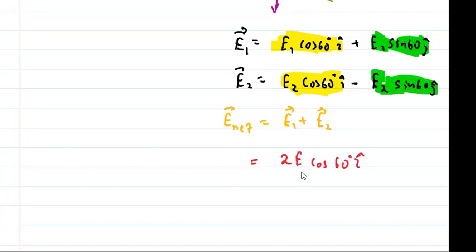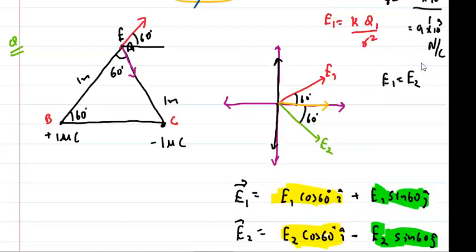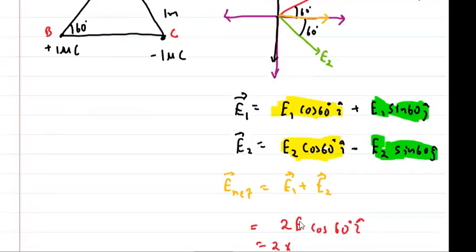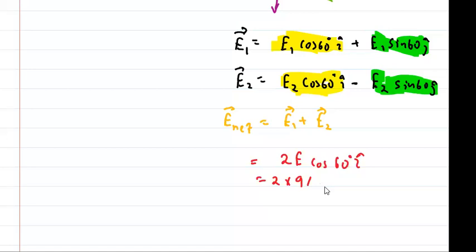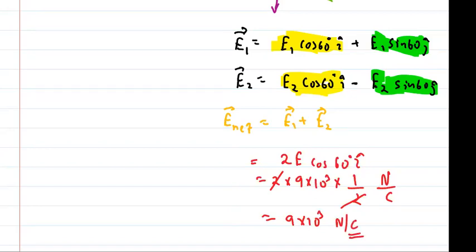हाँ या ना? Because ये positive negative कट जाएगा because both E1 E2 are same, value are same. It is 2 into E, which is E का value क्या है? 9 into 10 power 3 into cos 60 degree, which is 1 by 2, Newton per coulomb, which is equal to 9 into 10 power 3 Newton per coulomb. सबको समझ में आ गया ये? Everyone got this? Tell me, everyone got this?